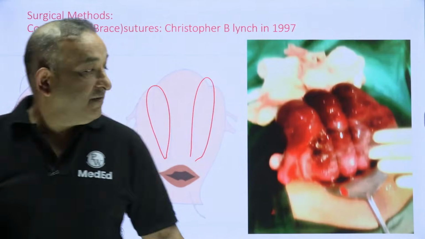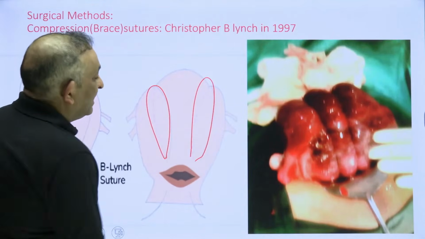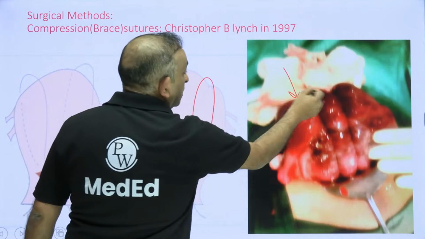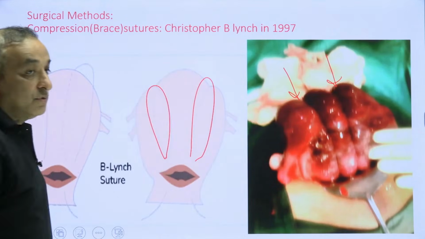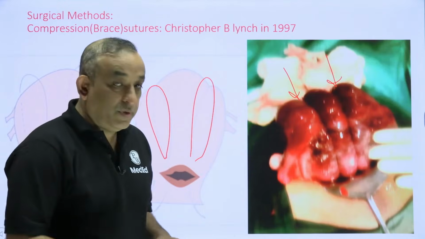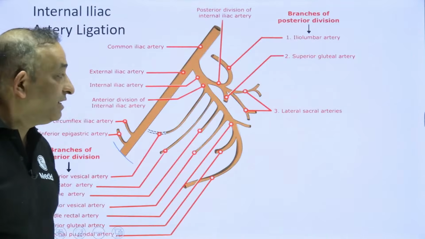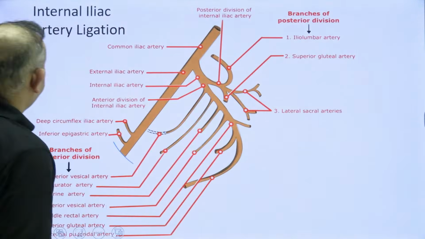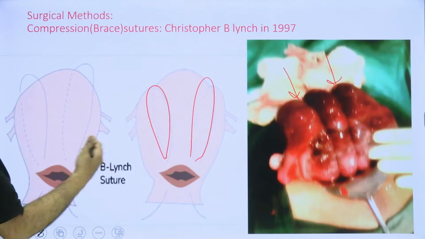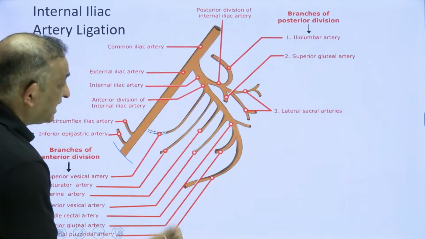If you see where I put a B-Lynch suture here, can you see these two on the uterus? This is the B-Lynch hemostatic suture, and that will cause the uterus to forcibly contract if the drugs are not working, and then the bleeding will reduce. But the next thing is, if these don't work, then you have to start doing the ligations of the arteries.